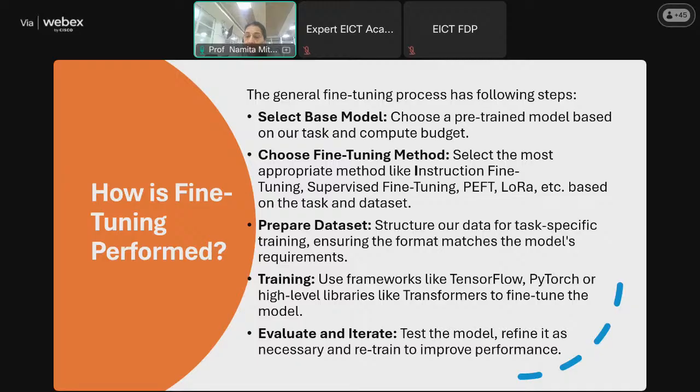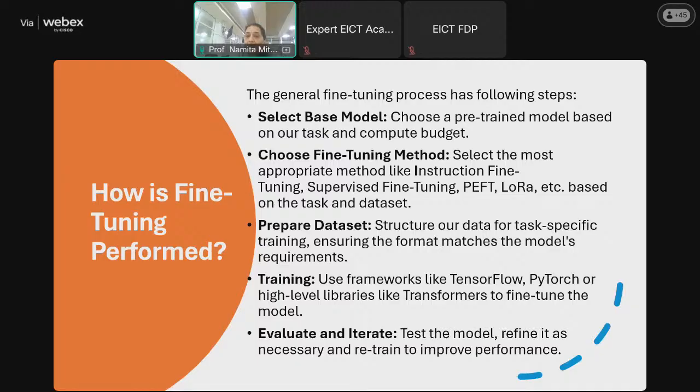Once everything is done, we have to evaluate it and check the accuracy. If it's as per our satisfaction, then it's okay. Otherwise, we have to retrain, or we have to choose a different model. So all the steps are to be repeated. That's why it doesn't happen in one go. We sometimes have to take many iterations.